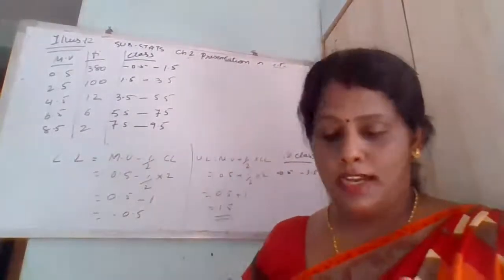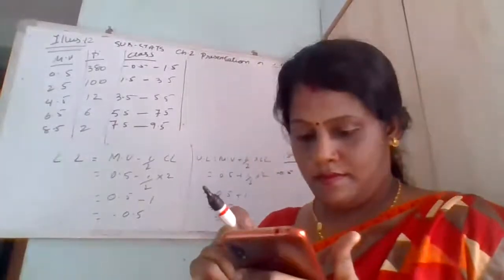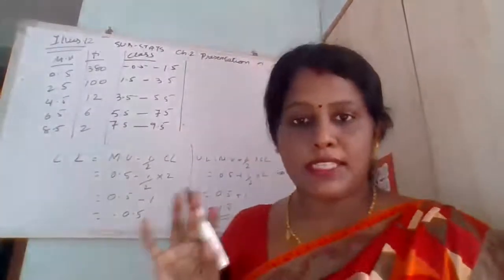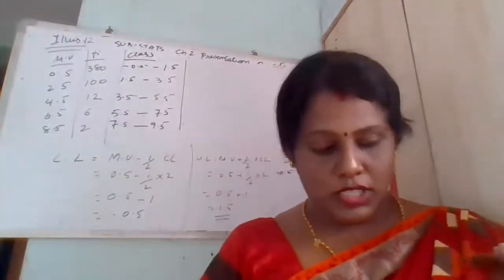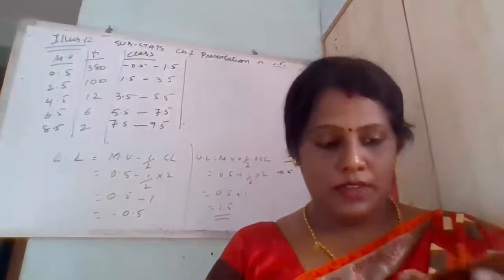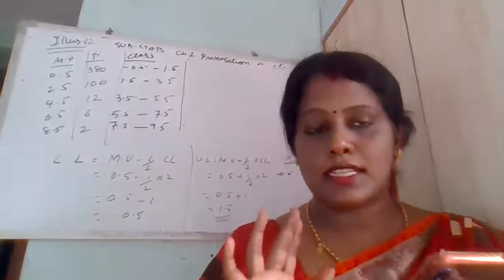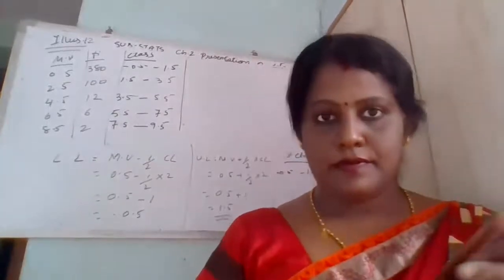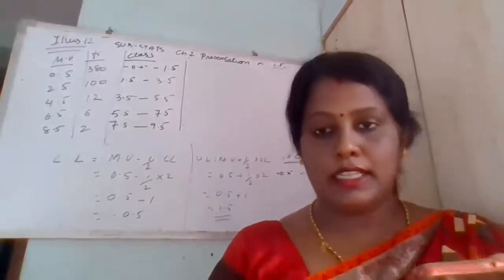So this is your class. And Fi will be the same only. This will be your Fi. Simply you have to find the class. So this is your solution of illustration number 12, right? Same as illustration number 11. Now we will see next illustration, that is 13th illustration.